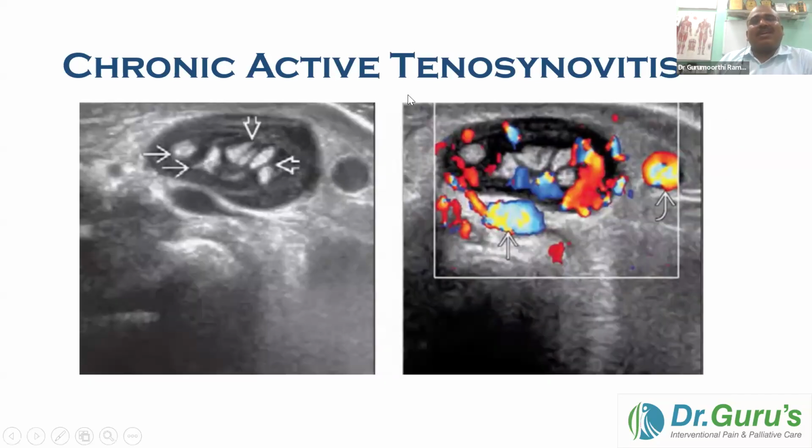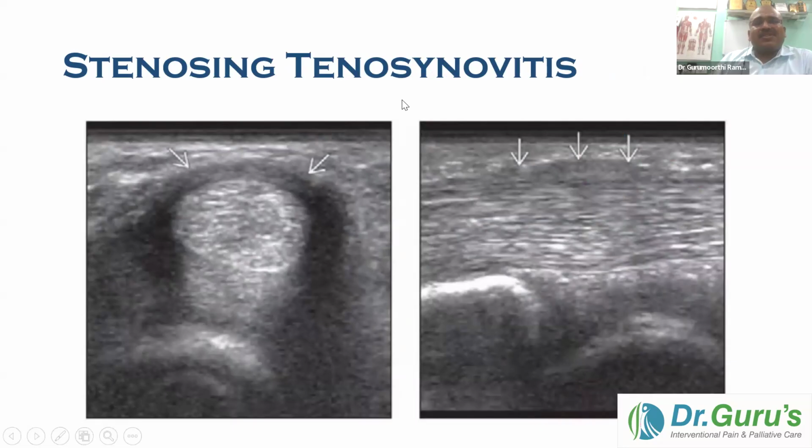I have not put chronic inactive. Chronic inactive means you will get a structure like this, but if you put a Doppler, you can't get any Doppler signal. It means it's inactive. There is nothing happening there. Usually it will be asymptomatic, right? Then stenosing tenosynovitis, the typical example is your trigger fingers, right?